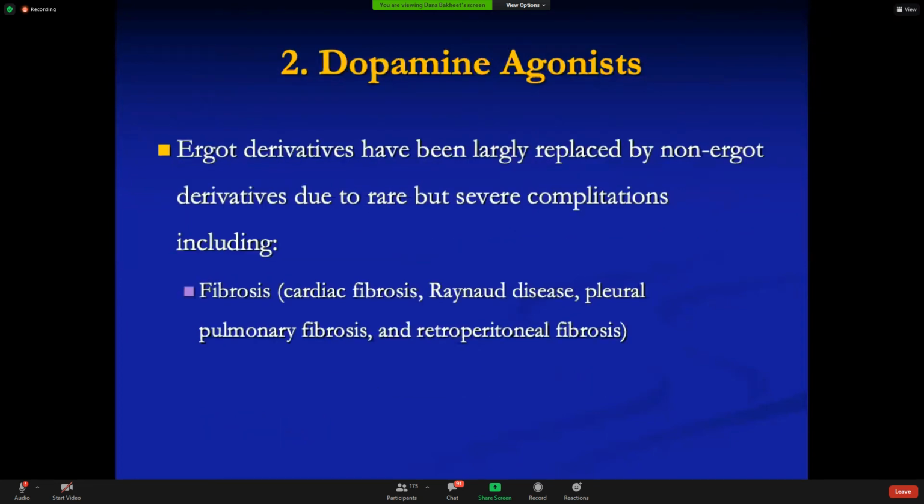Dopamine agonist ergot derivatives, as I mentioned for you, have been largely replaced by non-ergot derivatives due to rare but severe complications of the ergot. They might have fibrosis: cardiac fibrosis, Raynaud's disease, pleuropulmonary fibrosis, and retroperitoneal fibrosis, as you see, all types of fibrosis. So the ergot is not used anymore, because it's replaced by non-ergot.